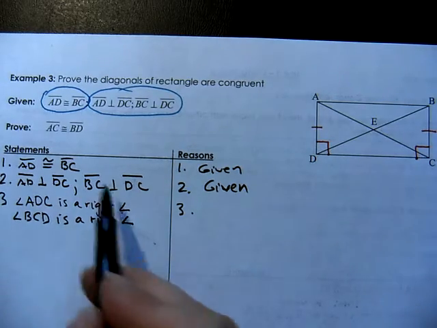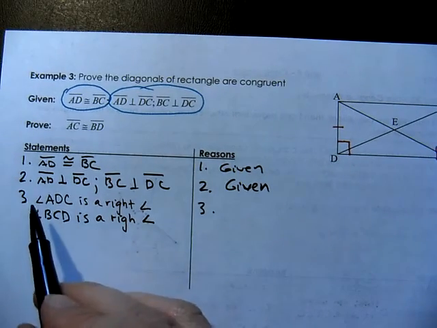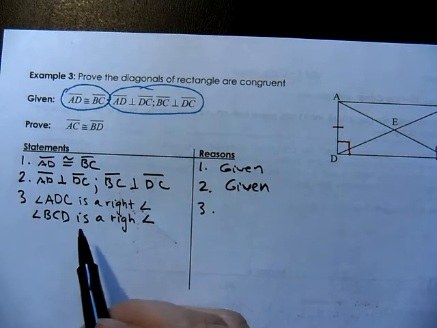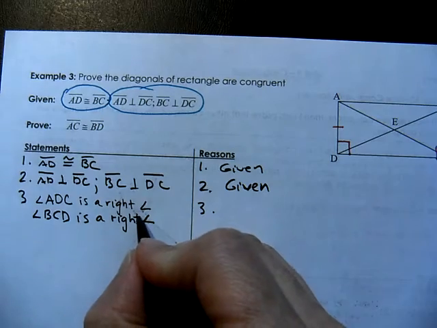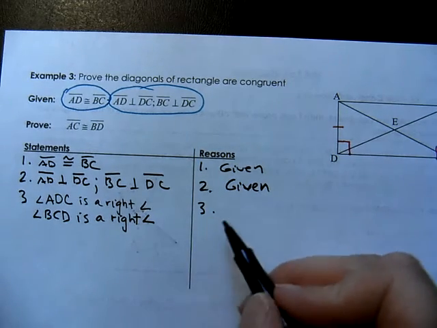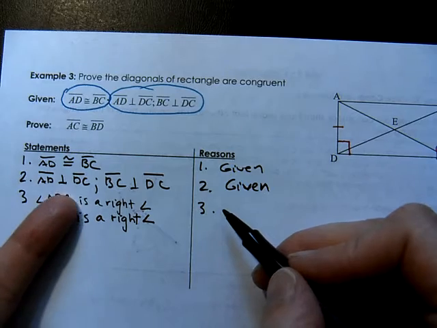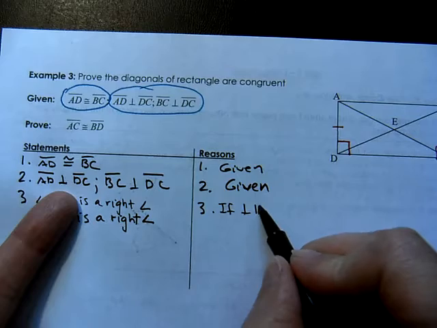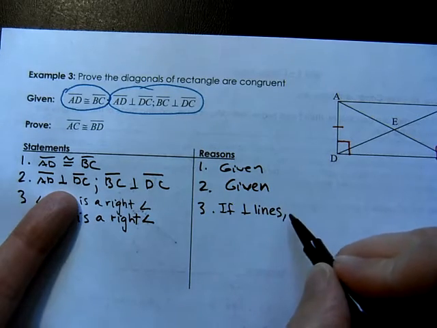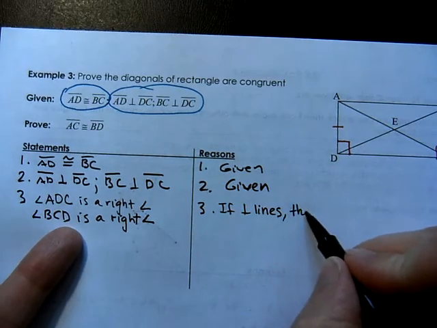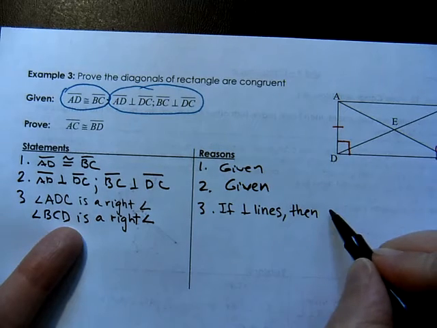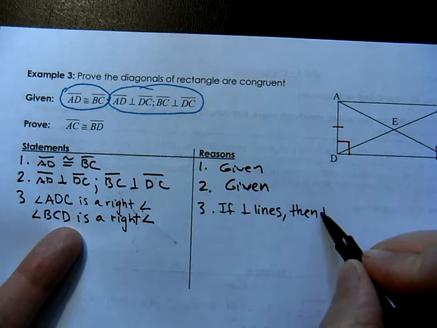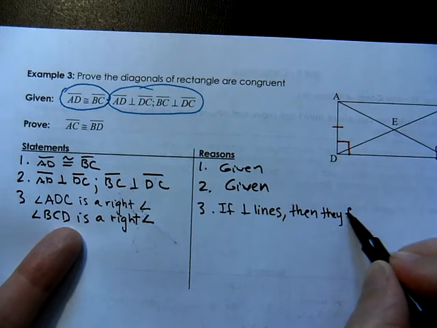We could have combined this into just one statement, calling it angle ADC and angle BCD are right angles. We could have done that as well. But what's our reasoning? Well, we know that right angles are formed from perpendicular lines. So if perpendicular lines, right, the if part describes what came before, then is what we have right now. Then there are right angles, or we could say then they form right angles.